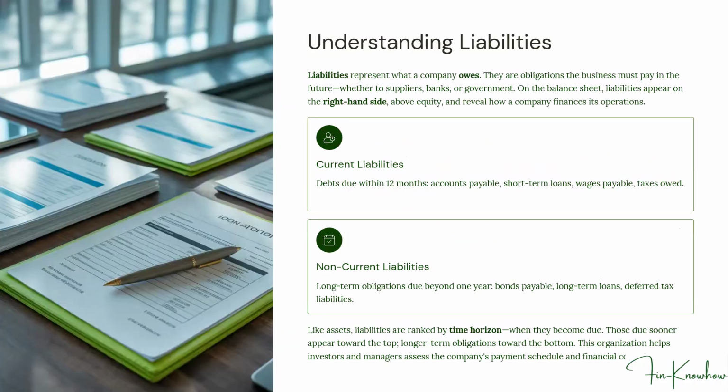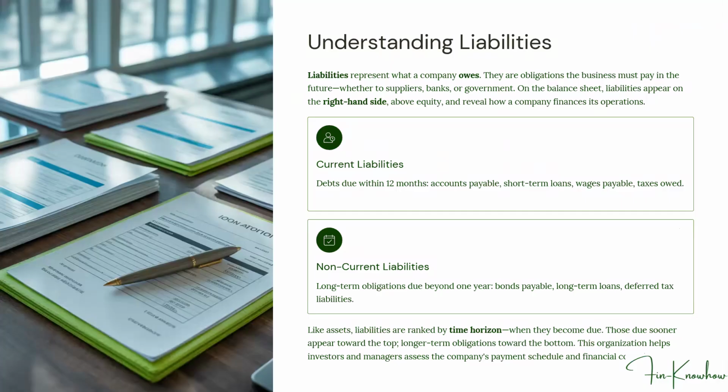All right, so far we have discussed the left-hand side of the balance sheet, the asset side. Now we will turn our attention to the right-hand side, or the liabilities and equity side of the balance sheet. And here we'll start with liabilities. As you may remember, liabilities represent what a company owes to suppliers, to banks, or to the government. And again, they're listed on the right-hand side of the balance sheet above equity.